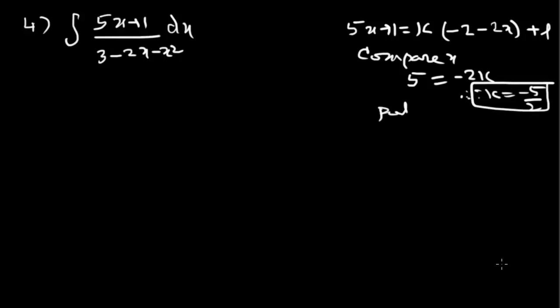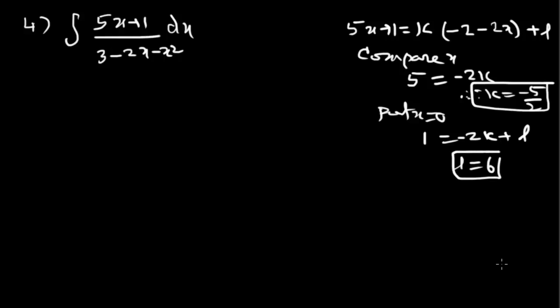Now put x is equal to 0. Left hand side is 1, right hand side is minus 2k plus L. K value is minus 5 by 2, the 2 cancels, minus 5 comes to this side as plus 5, and 5 plus 1 is 6. L is equal to 6.